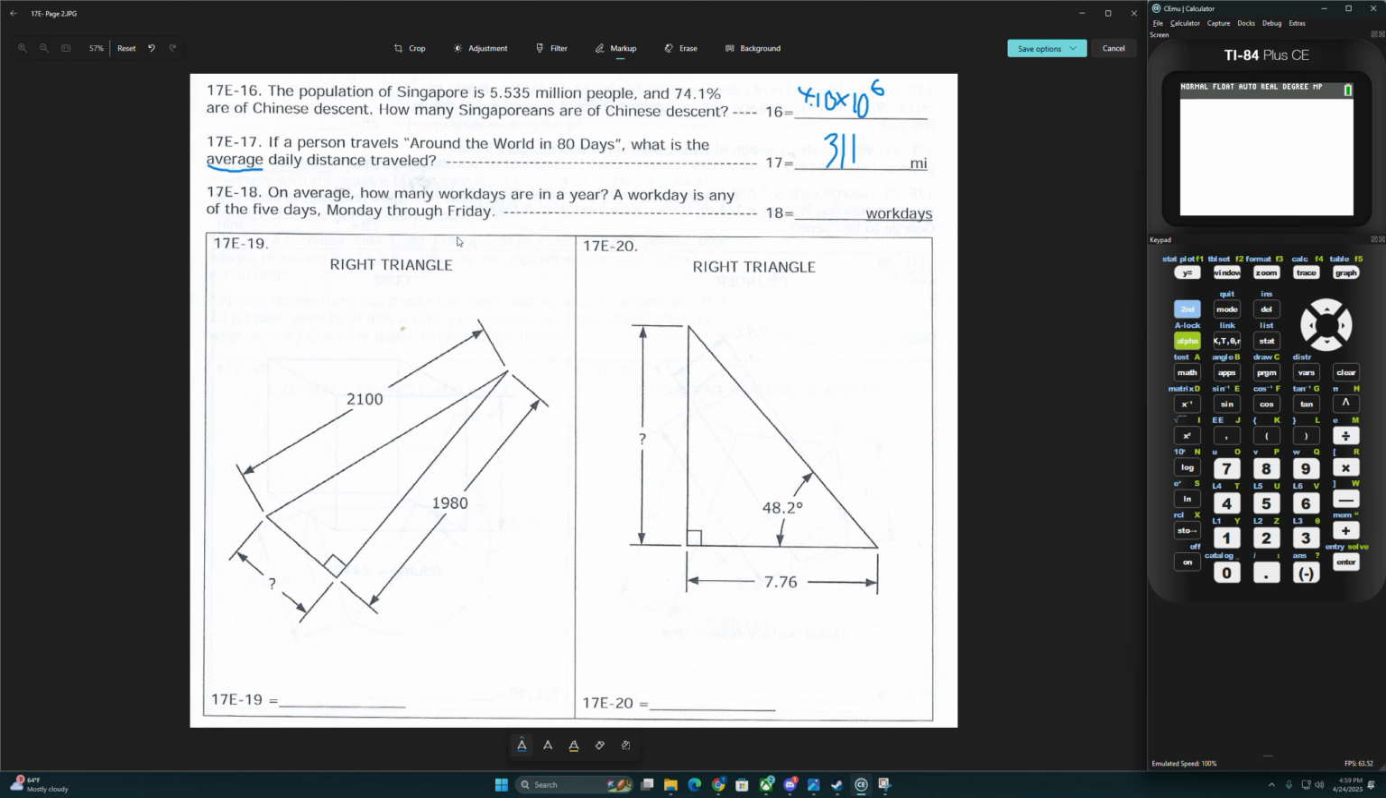Okay, how many work days are in a year? A work day is any of the 5 days, Monday through Friday. Well, we're just going to assume it's on average, so you're going to have some years that have more than the average, and some that have less. But the average is simply going to be 5/7, right? And it's asking us how many days there are. So multiply it by how many days. And it looks like it's 261.